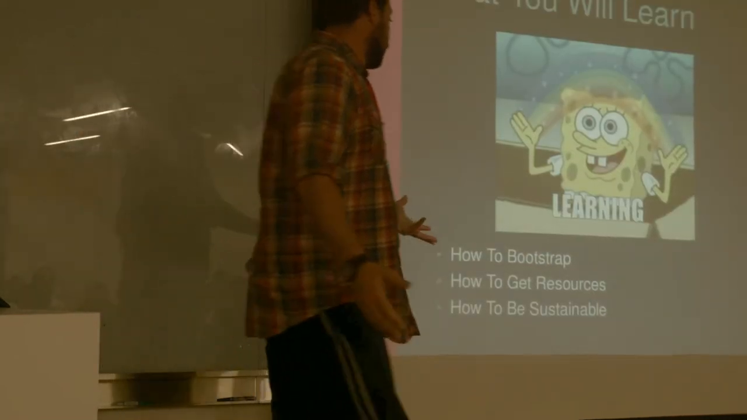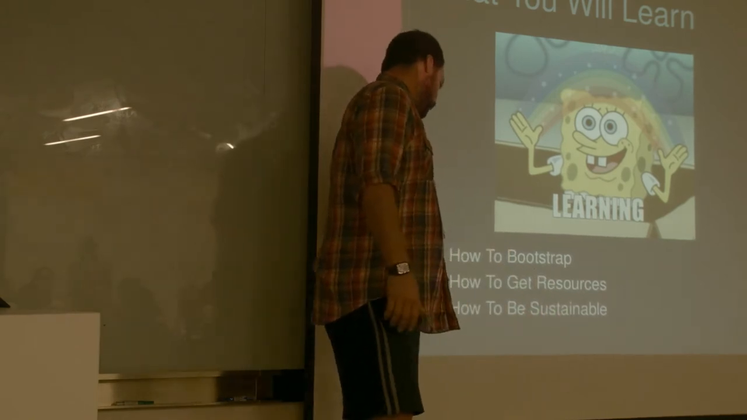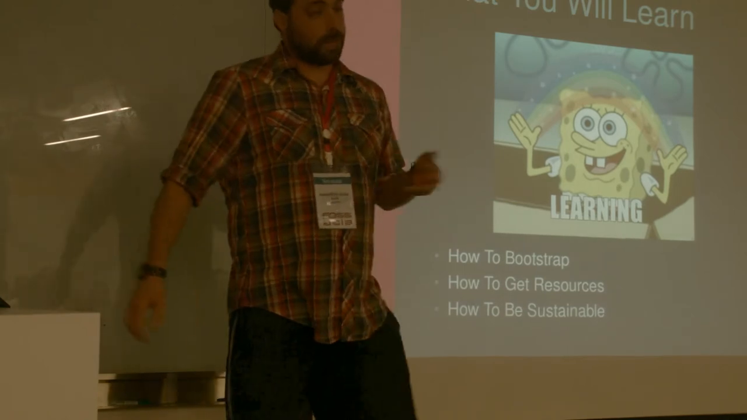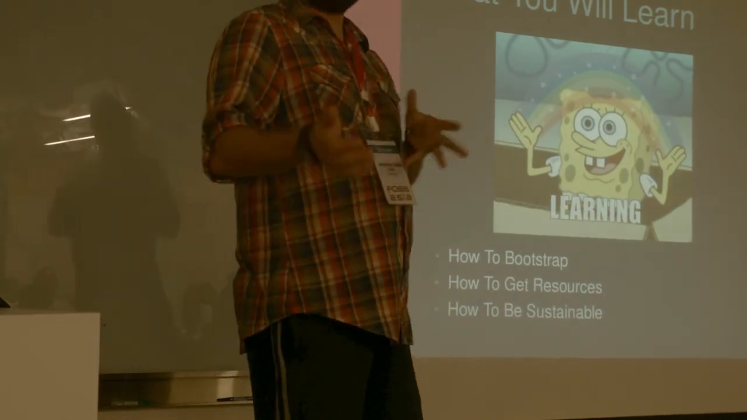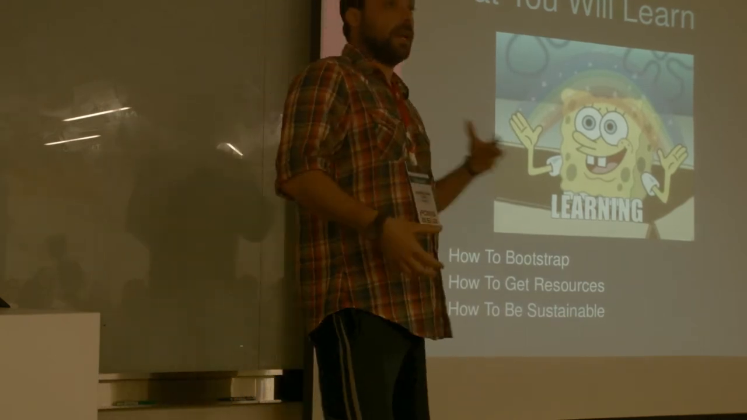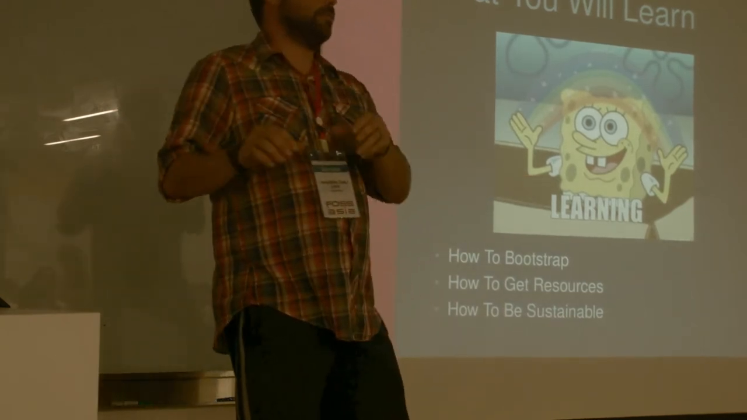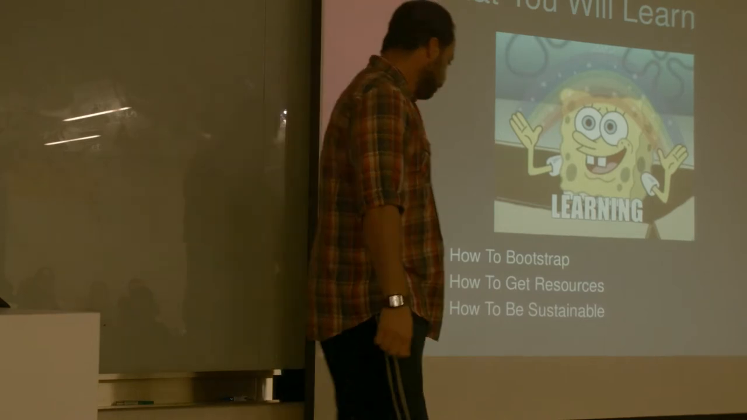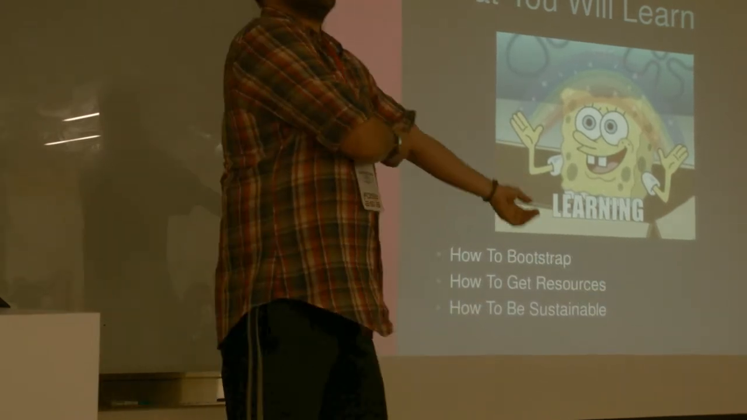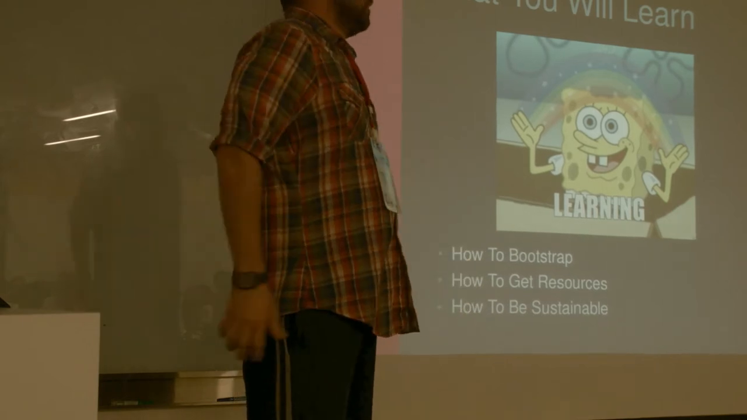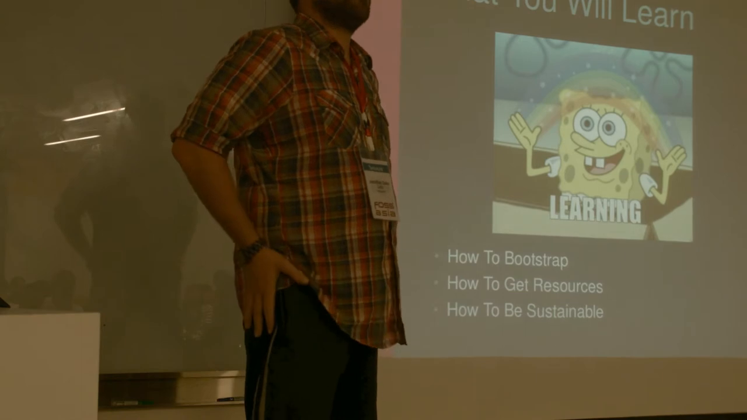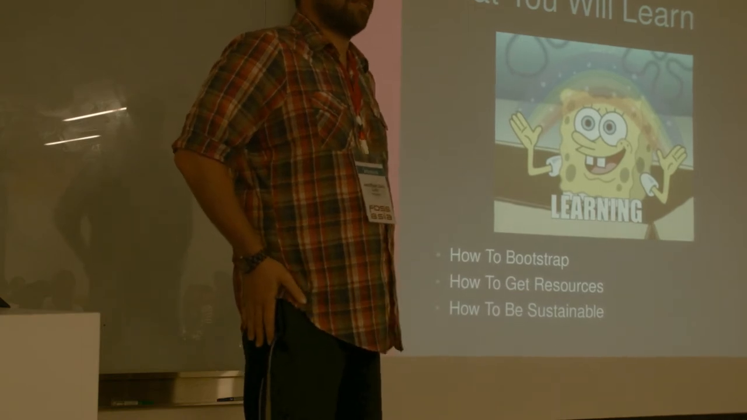So what you're gonna learn is how to bootstrap, how to get the resources you need, like venue space or companies to donate food so people actually show up, or all those little things that make meetings really happen where people want to hang out and they have internet and they have some pizza to eat and things like that. And also how to be sustainable as a user group, because that actually is the hard part. It's very easy to start a user group and have one meeting. It's a lot more challenging to have a user group and keep having meetings every month.